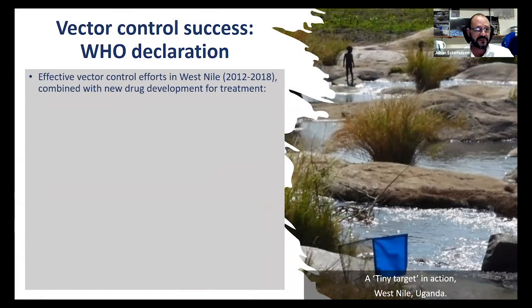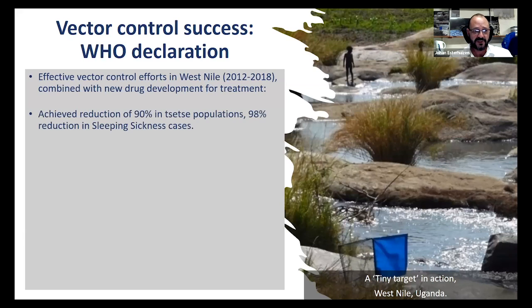Because of the effective vector control efforts in West Nile, combined with new drug development for treatment, we achieved a reduction of 90% in tsetse populations, together with a 98% reduction in sleeping sickness cases. So by the time I left in 2018, there were only 2 sleeping sickness cases reported in West Nile. And both of these cases were actually refugees from South Sudan. So really in West Nile province in Uganda, we've completely controlled and eliminated sleeping sickness.